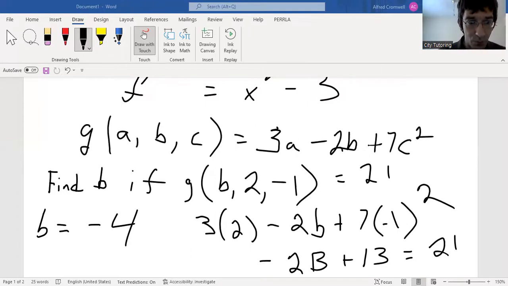So the way to replace this is you got to use B. Don't be afraid of variables. So now let's rewrite this then.